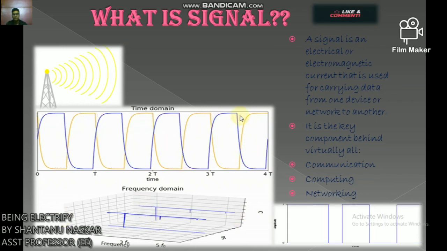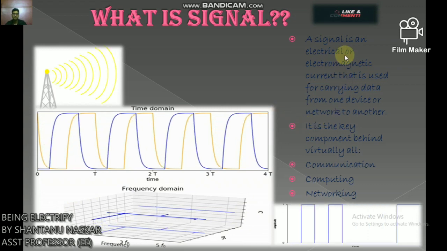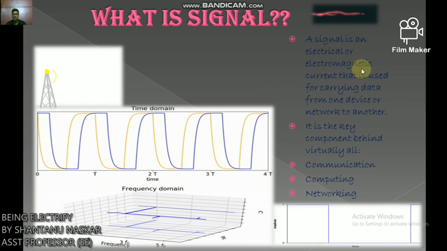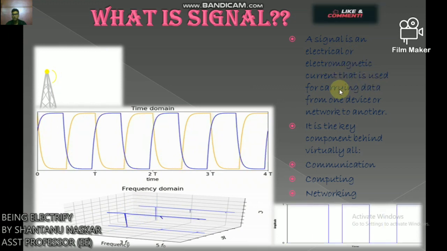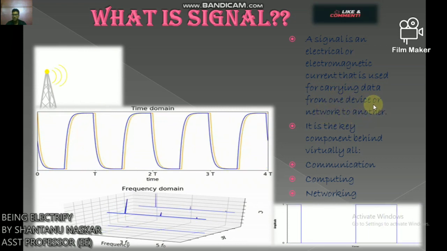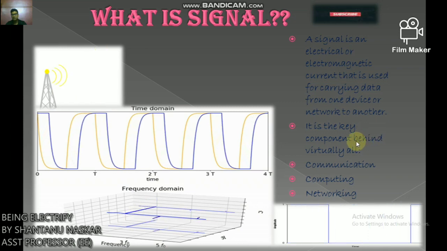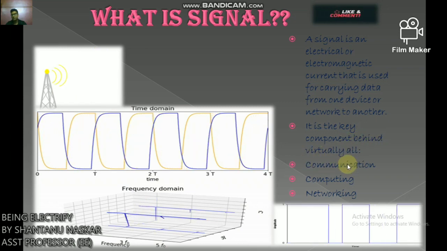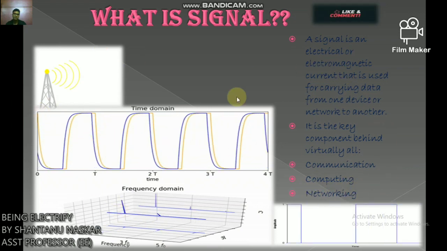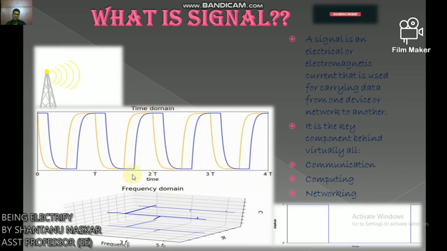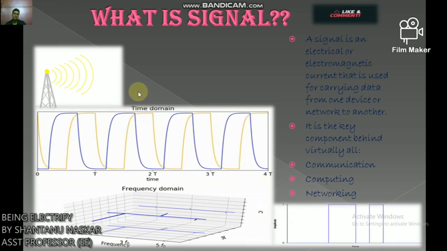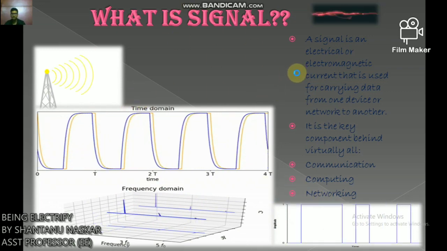Now, what is a signal? A signal is an electrical or electromagnetic current that is used for carrying data from one device or network to another. These are the key components behind virtually all communication, computing and networking. So these are all signals: a time domain signal, a frequency domain signal, and this is a square signal. So this is the signal.